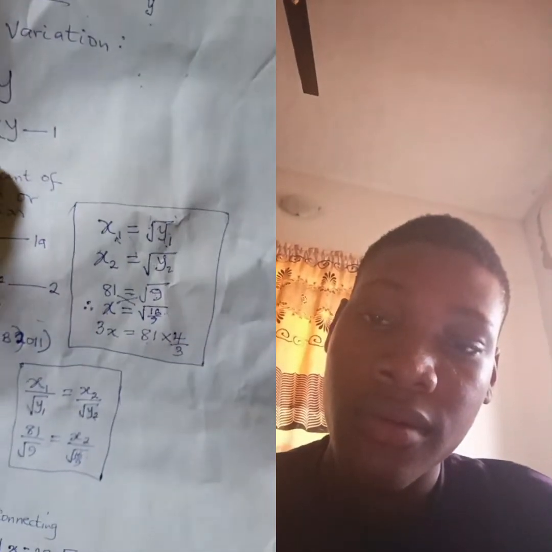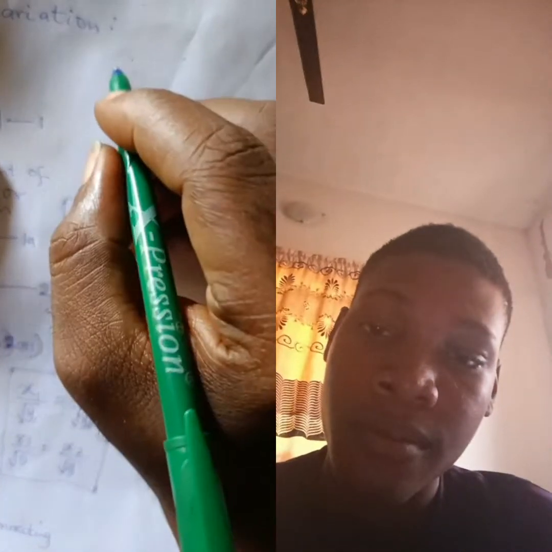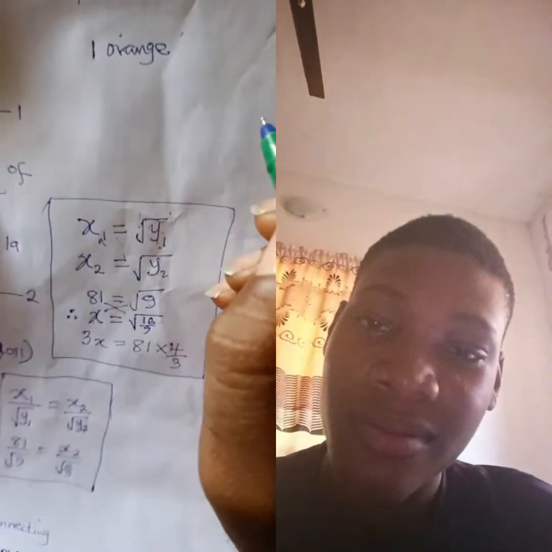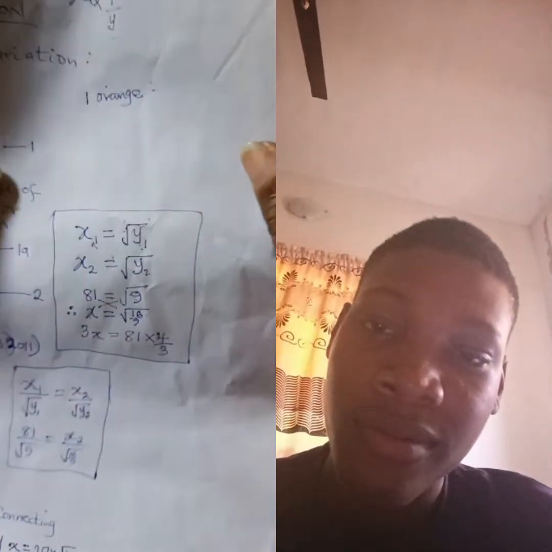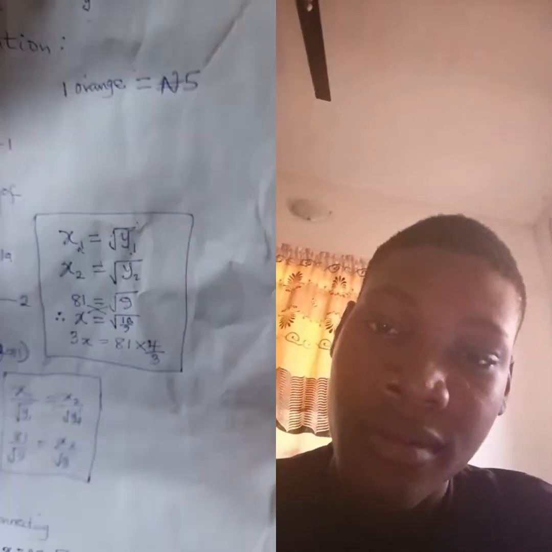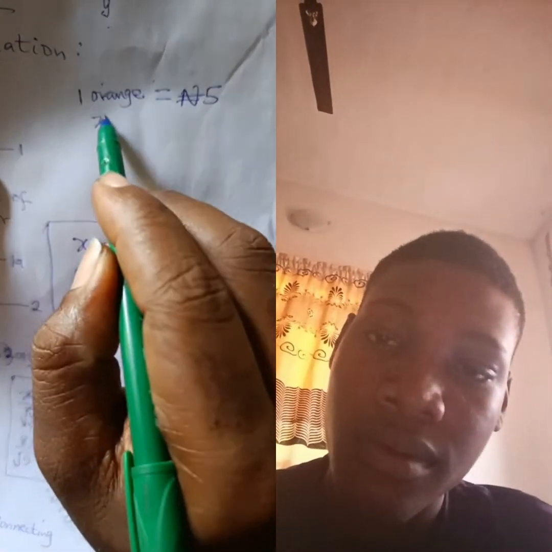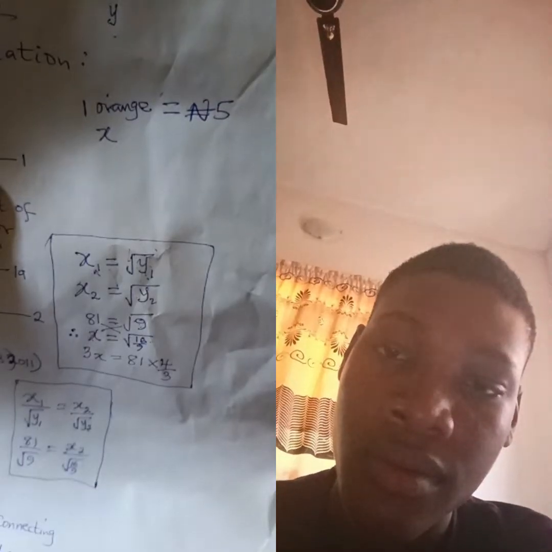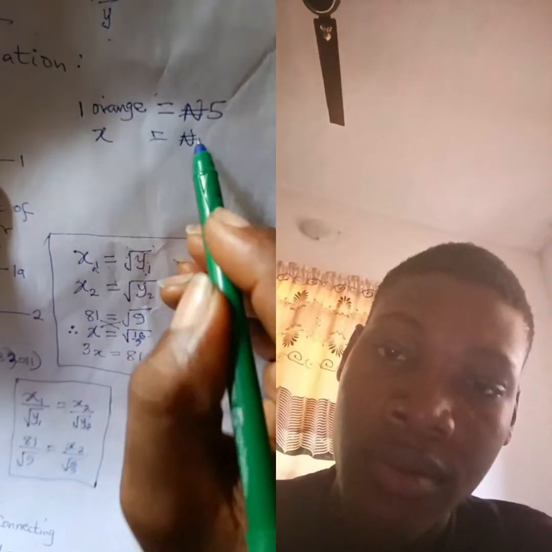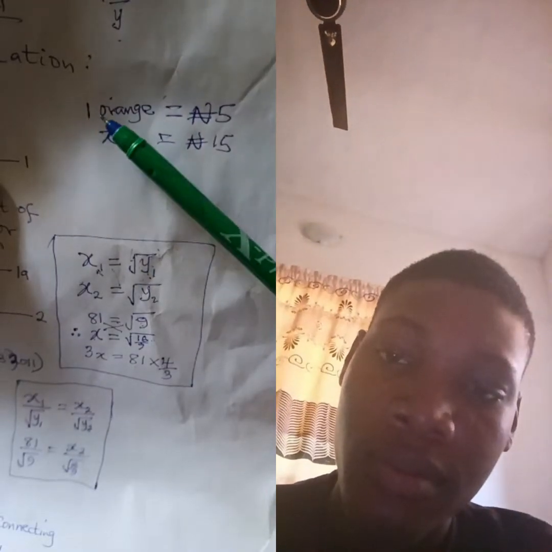Can you see my writing material here? My supposed board. One orange is sold for 5 naira. So one orange equals 5 naira. Can you see it? How many oranges? You don't know, so you can call it any alphabet, X. How many oranges will 15 naira buy? This is the way you arrange it. Direct variation.